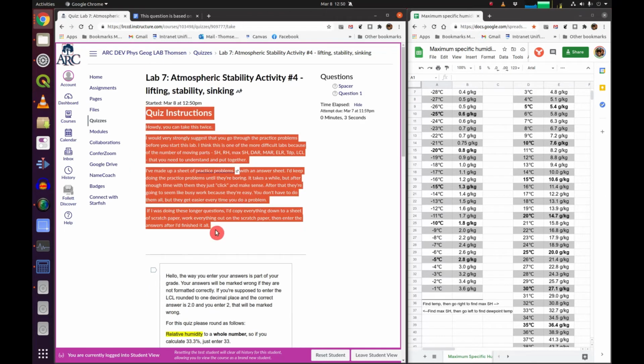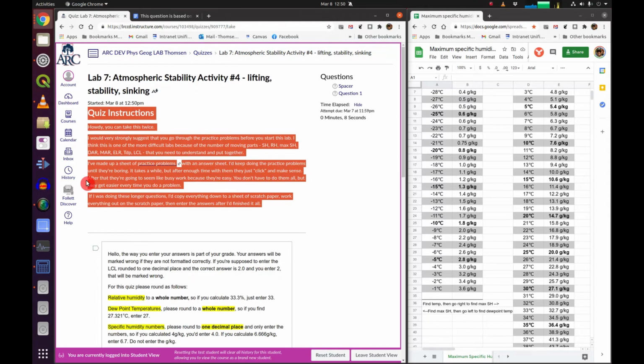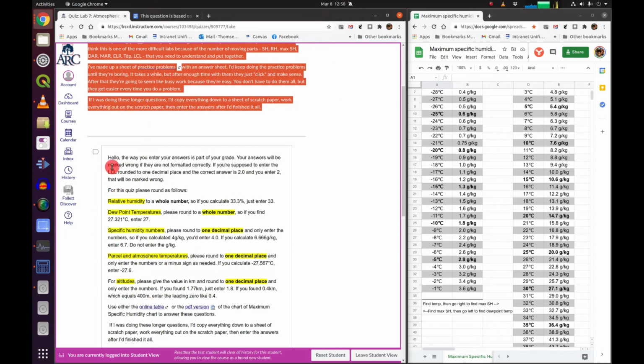These quiz instructions I just read, so I don't need to read those again. These are new though. The way you enter your answers is part of your grade. Your answers will be marked wrong if they're not formatted correctly. If you're supposed to enter the LCL rounded to 1 decimal place and the correct answer is 2.0 and you enter 2, that'll be marked wrong.